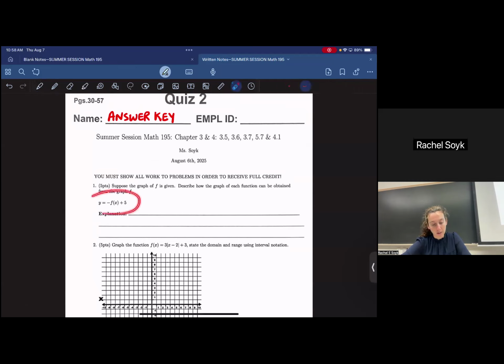You have negative f of x plus 5. And so we have what two transformations taking place here? This negative represents what? A reflection across. Good.